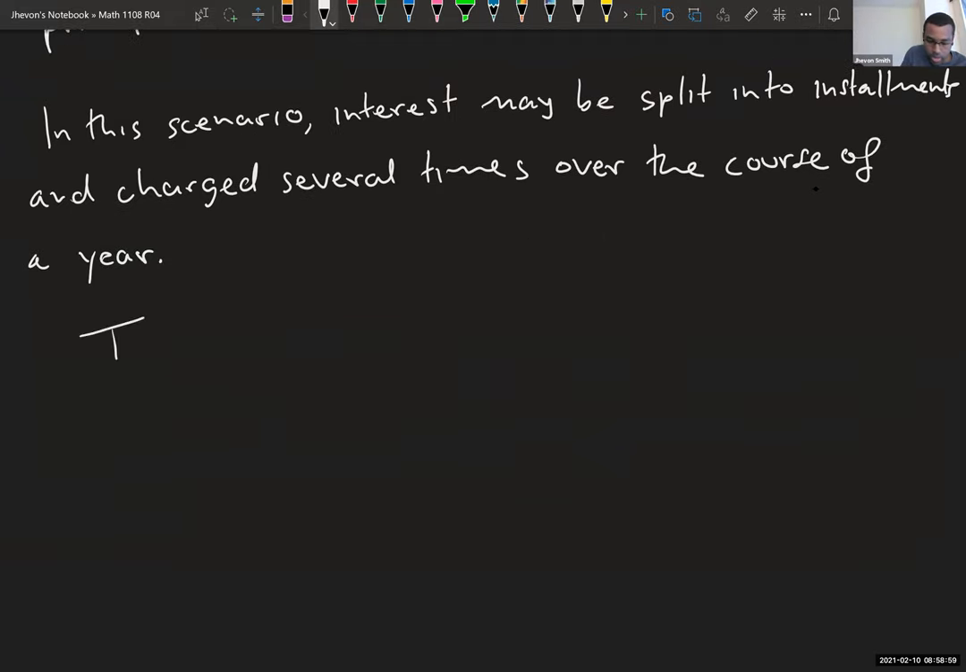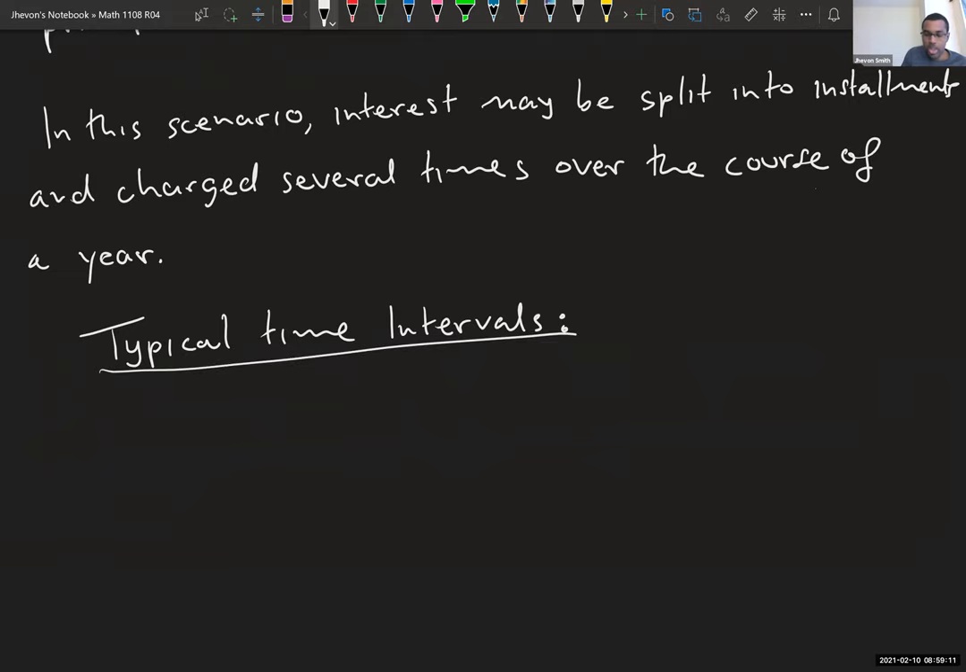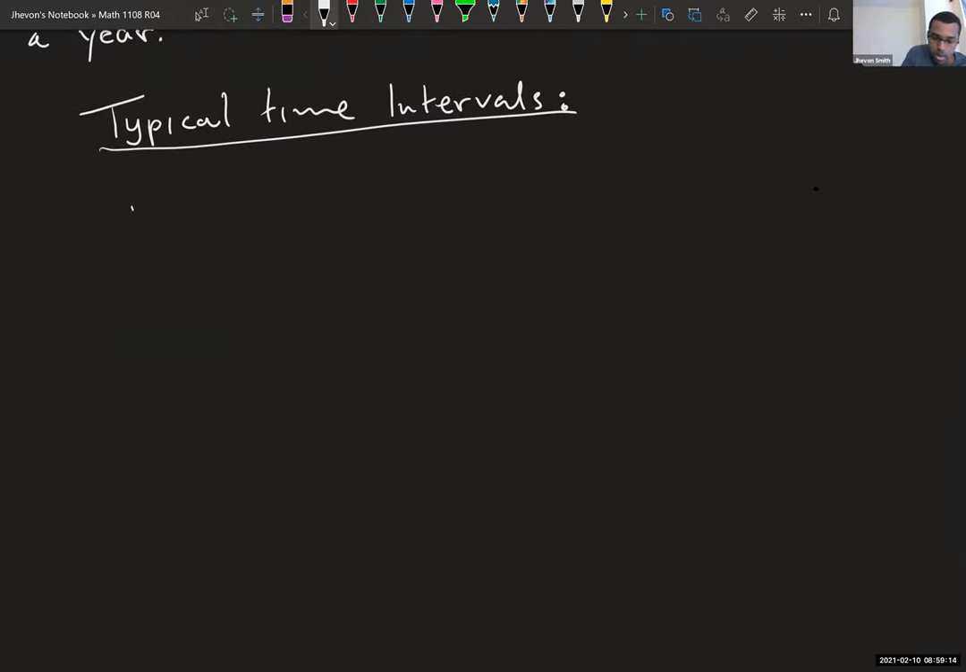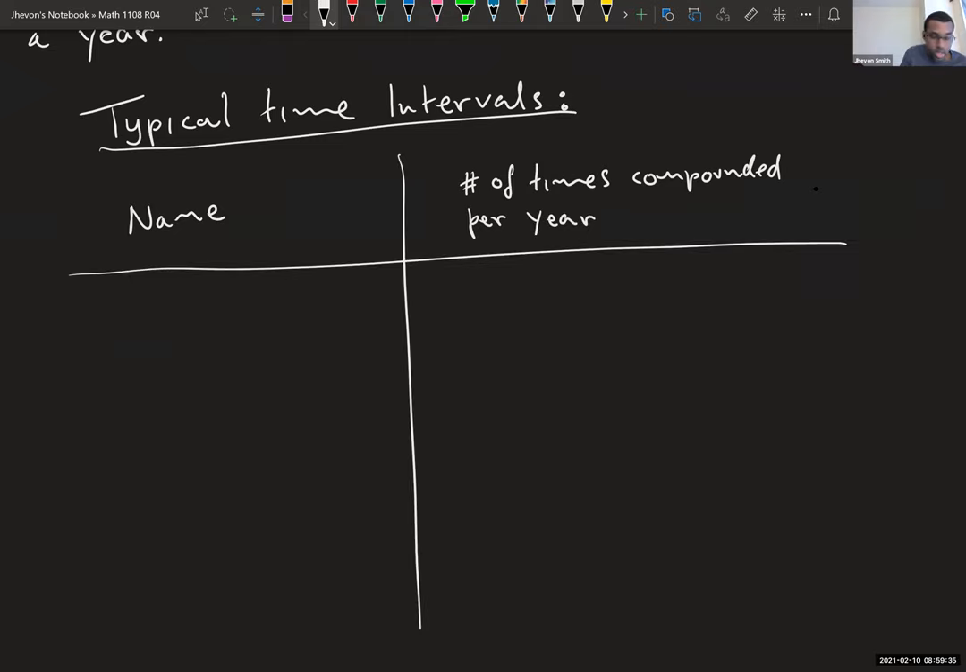So there are some typical time intervals that you should know about. And these might be named, but you're supposed to know the number that's associated with the name. I'll say number of times compounded per year. Okay. So of course there's the annual. And that's just one time per year, right?